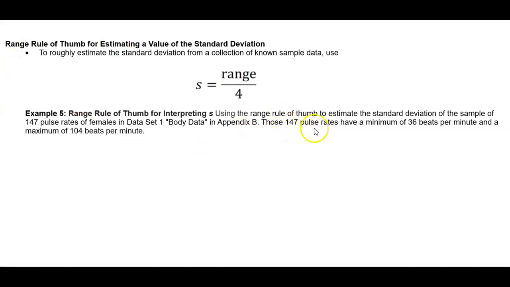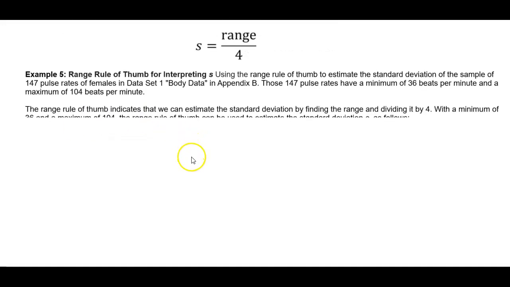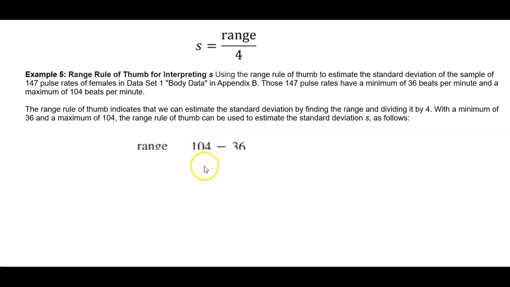Those 147 pulse rates have a minimum value of 36 beats per minute and a maximum value of 104 beats per minute. So the range rule of thumb indicates that we can estimate the standard deviation by finding the range and then dividing it by 4. So with a minimum of 36 and a maximum of 104, the range rule of thumb can be used to estimate the standard deviation S as follows.